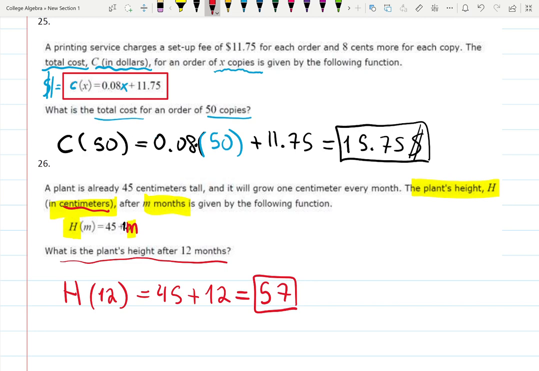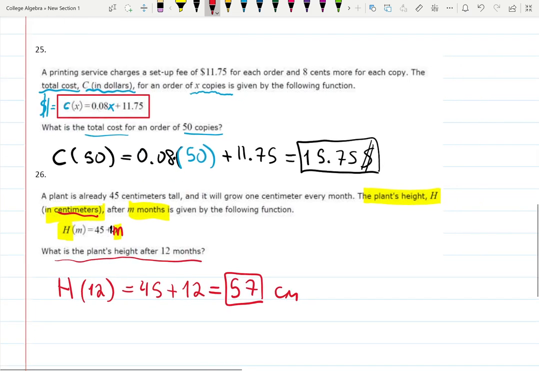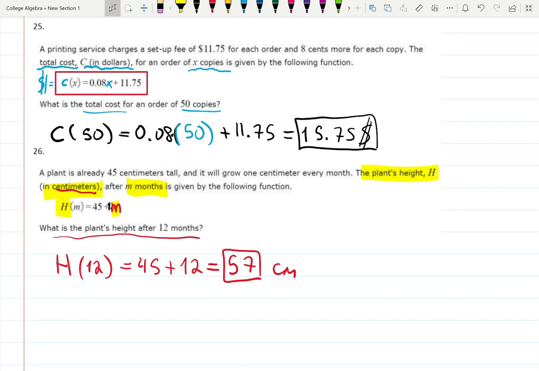In centimeters. That's all. So basically, on a test, don't freak out and carefully read what is given. 12 months, that's my m, plug it in. You can even write down like this. M is given, that's 12. Or, in this case, it was x is given, that's 50. So you know you just need to copy and paste your new input everywhere you see x or m or whatever my input name is.